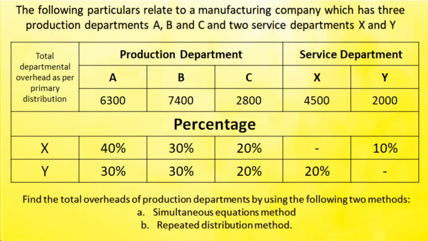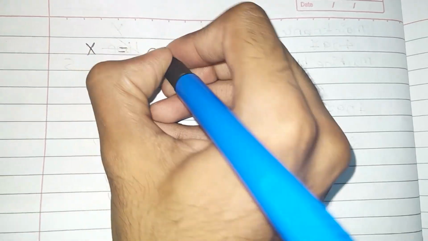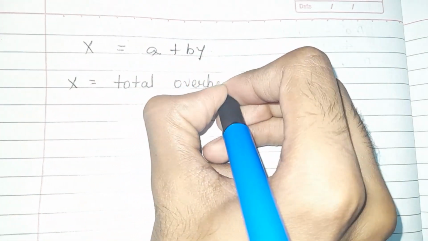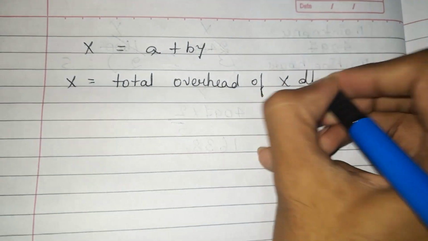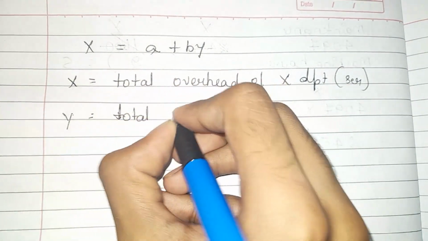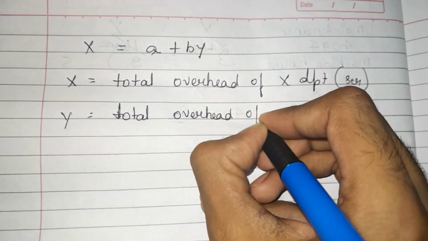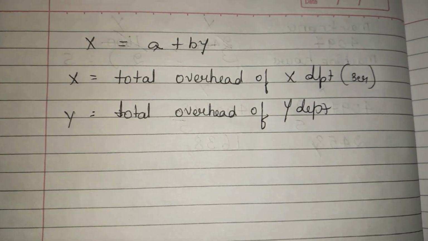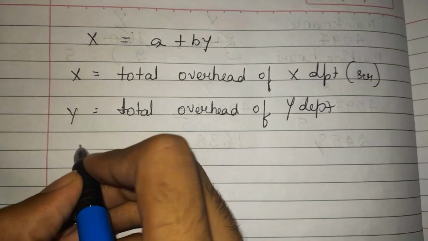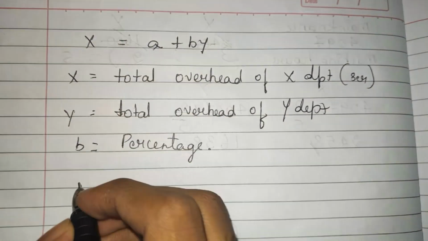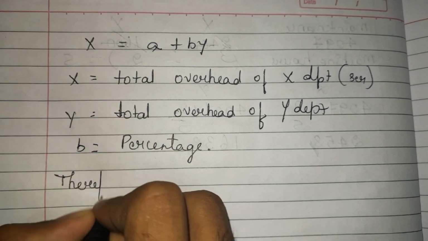So as I told you, what is our equation? That is x is equal to a plus b into y. In this, x is the total overhead of X department, that is the service department. Then y denotes the total overhead of Y department. And b is nothing but the percentage. Now let us first calculate the X department.